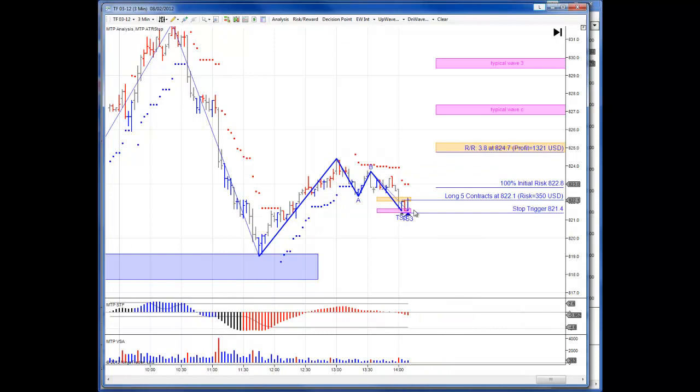The reason we have two setups here is because it was a double bottom. So in reality you were in long from this first trade setup, and not stopped out for this second one. So there's only one trade here.